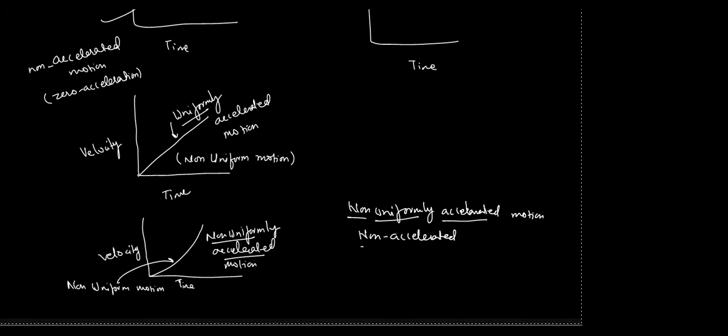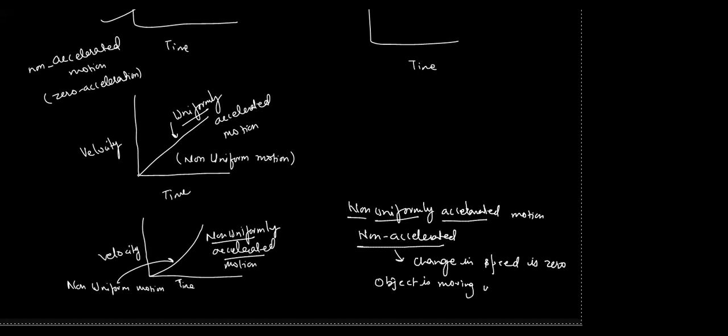But non-accelerated motion means that the change in speed is zero. It means the object is moving at constant velocity. Change in speed is zero means its speed is not changing. What does it mean? It means that it is moving with a constant velocity.